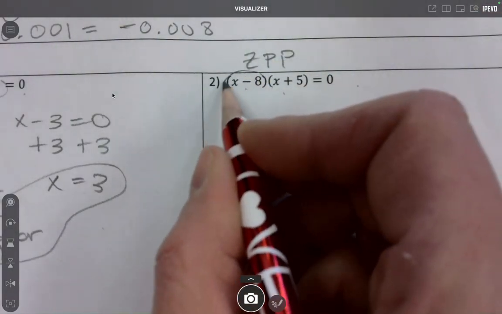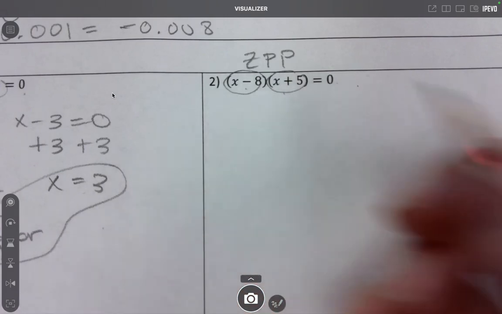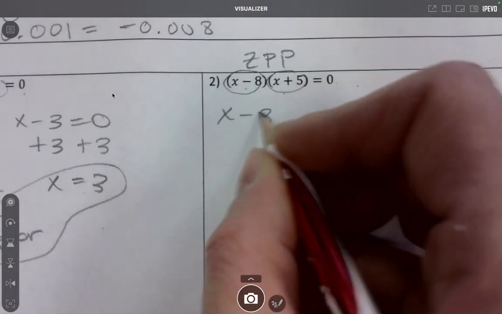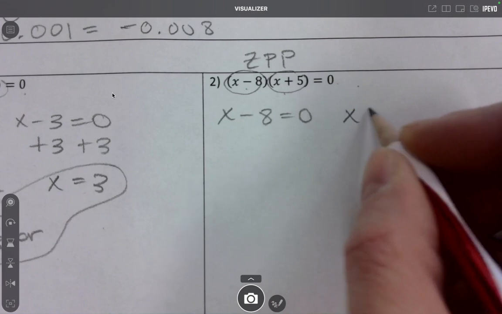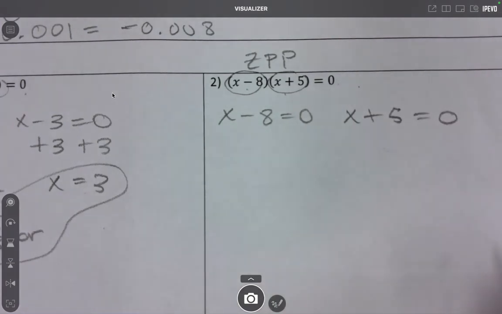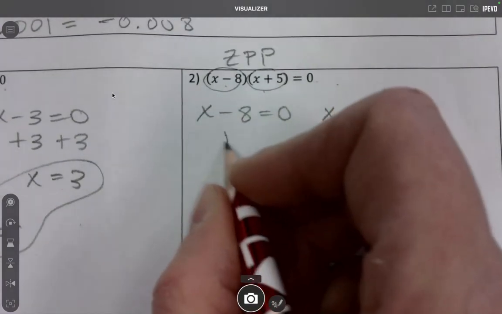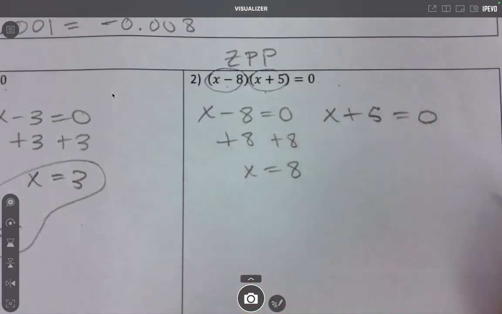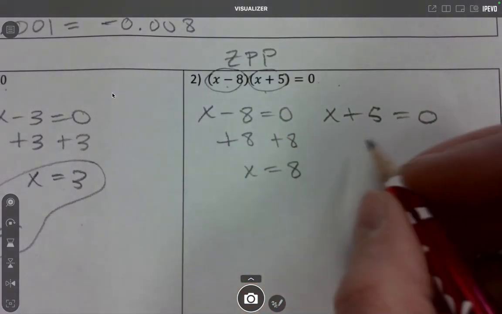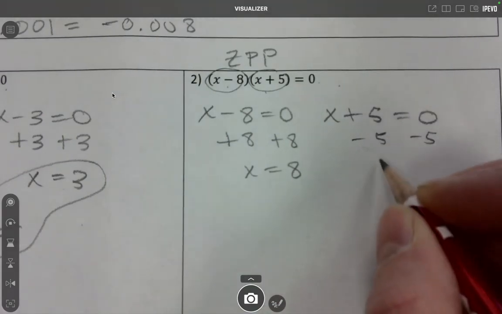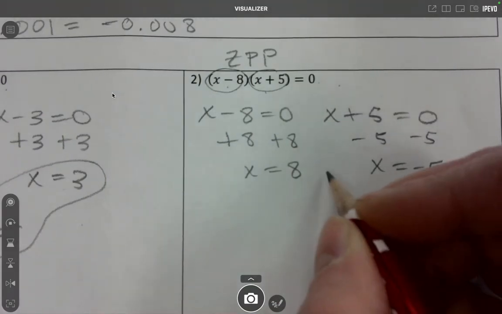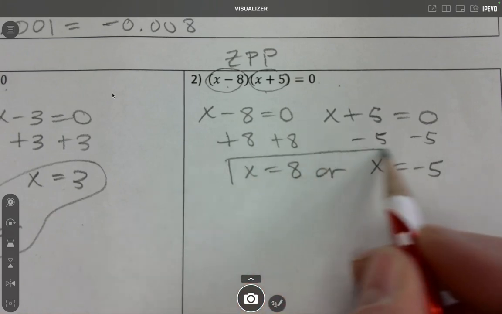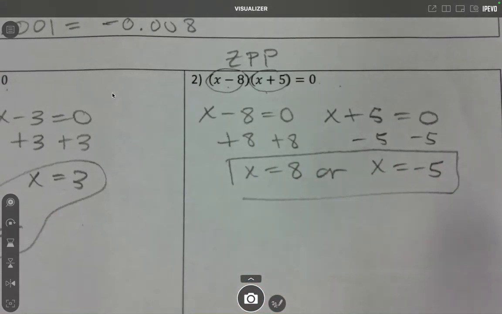So that means I can take this, multiply by that, and get 0. So either the x minus 8 has to equal 0 or the x plus 5 has to equal 0. And then we're going to solve both of those. They're really easy to solve, but I do want to see those solving steps. So this one I had to add 8 on both sides. This one I have to subtract 5. And so my answer is going to be x equals 8 or x equals negative 5.